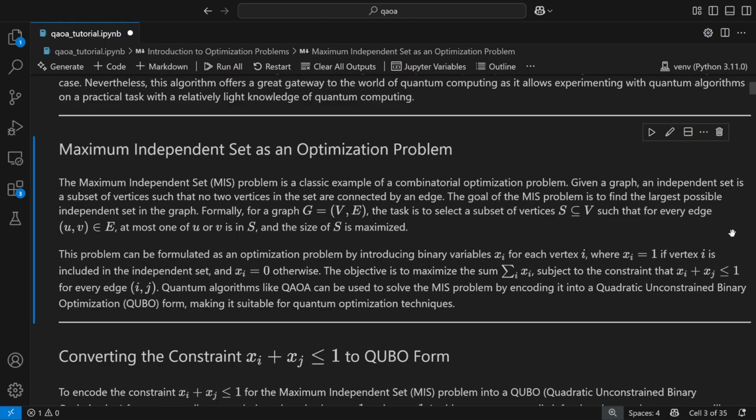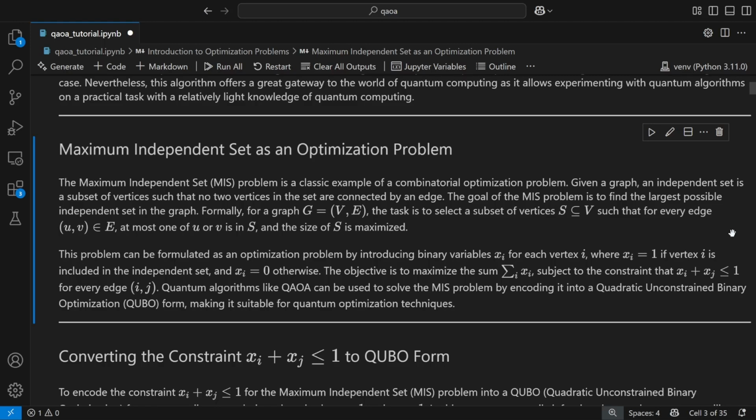We can present this as an optimization problem by introducing the binary variable xi. If xi equals 1, it means that the vertex i is in the set S. And if xi is 0, it means it's not in the set. So if we take the sum of xi's, our goal is to maximize this sum, or minimize the negative of the sum, subject to the constraint that for every edge ij, xi plus xj is less than or equal to 1.